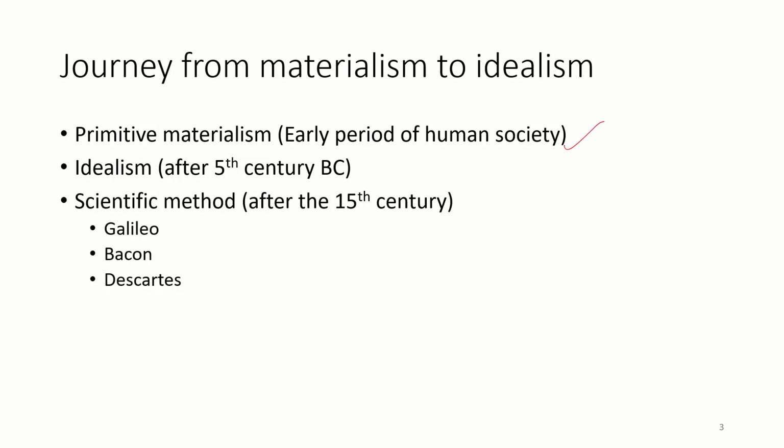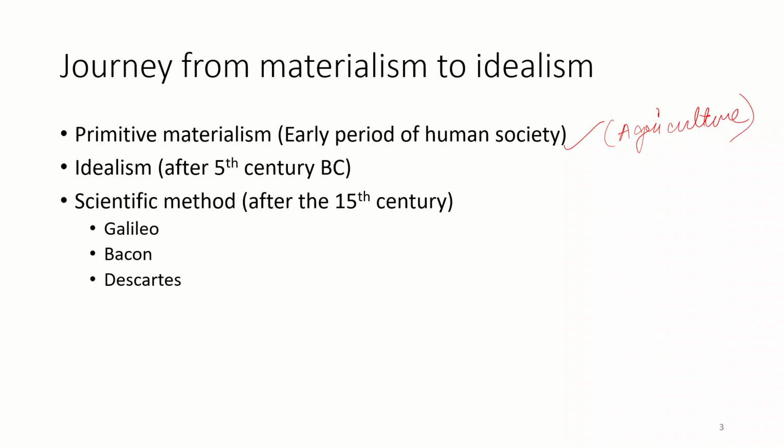Then we got to the idealism period. During this primitive materialism period, they also developed something very important, that is agriculture. Agriculture was one of the important milestones in human development. It essentially led to the settlement of societies and the bringing up of human societies and civilizations.